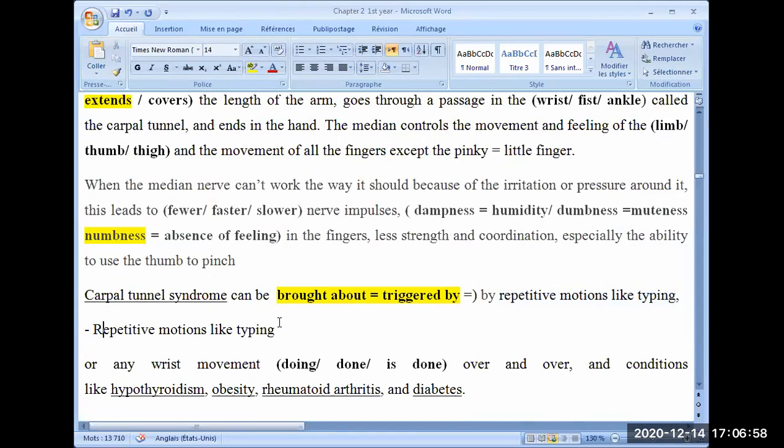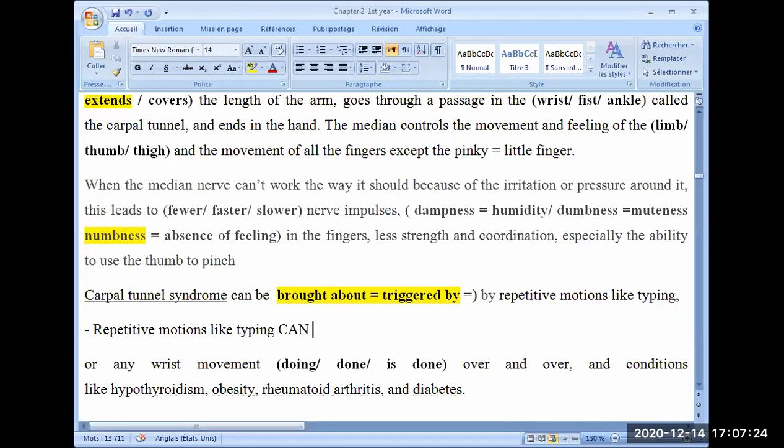So repetitive motions like typing, or any wrist movement done over and over, and conditions like hypothyroidism. Now change from passive to active: can be brought about. Can. Carpal tunnel syndrome.